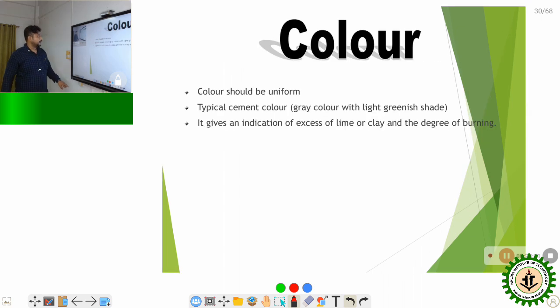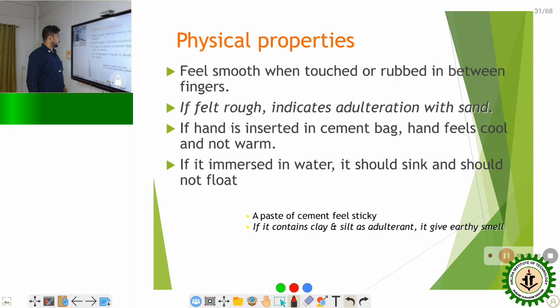Color should be uniform. Typical cement color is gray with a lighter greenish shade, and it gives an indication of excess lime, clay, and degree of burn. Physical properties: it feels smooth when touched or rubbed between the fingers. If it feels rough, it indicates adulteration with sand. If a hand is inserted in a cement bag, the hand feels cool, not warm. If it is immersed in water, it should sink and not float. These are the physical properties.